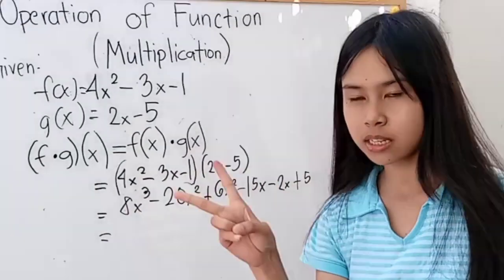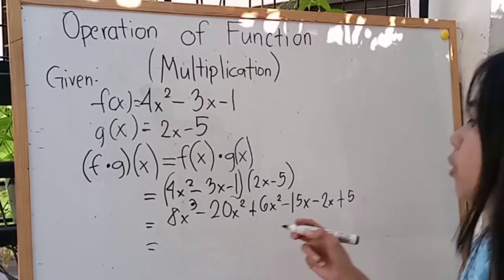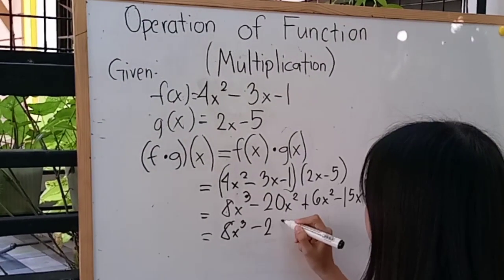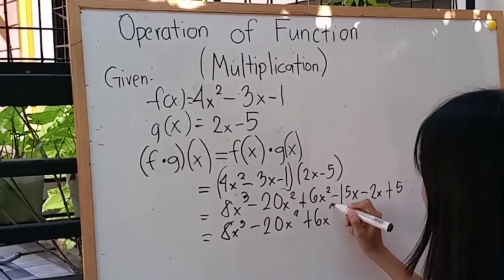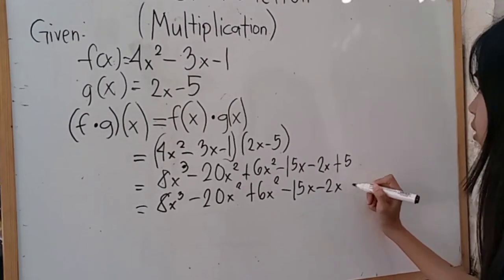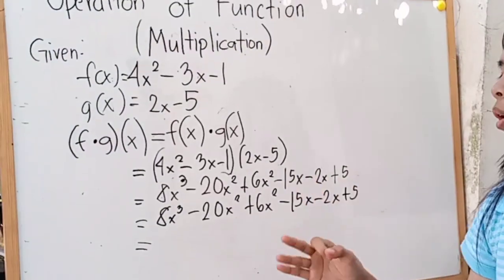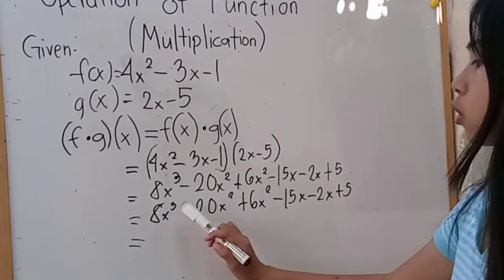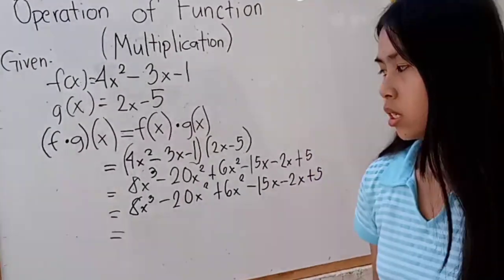For the second step, we combine like terms. We have 8x cubed minus 20x squared plus 6x squared minus 15x minus 2x plus 5. And we're going to move to step 3, which is to simplify.